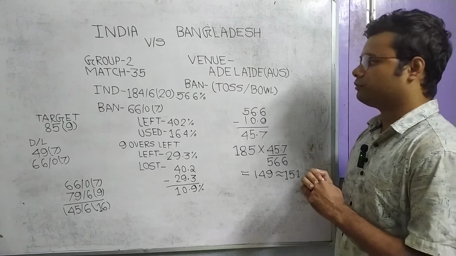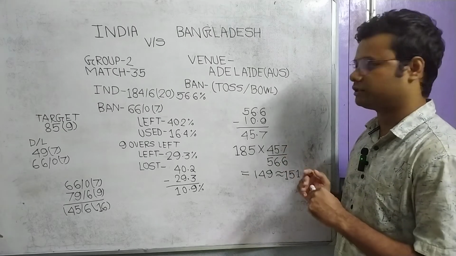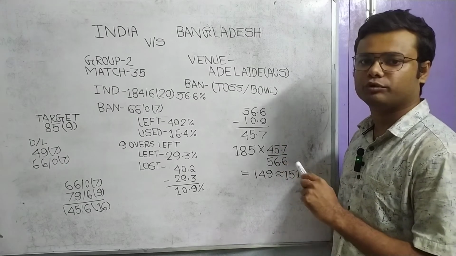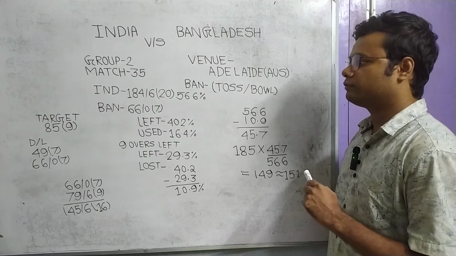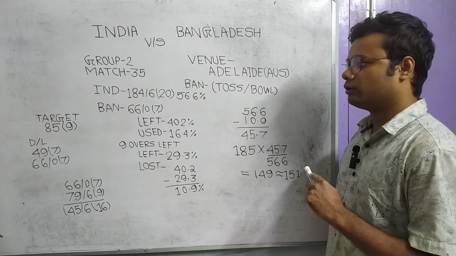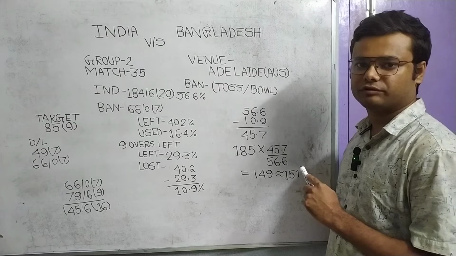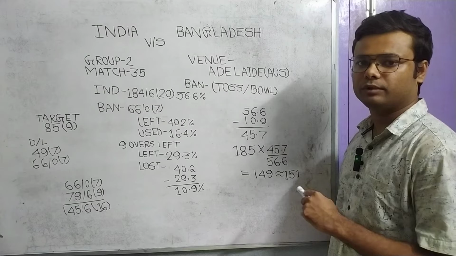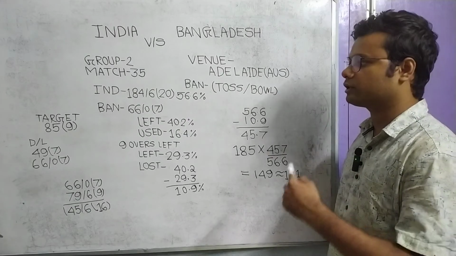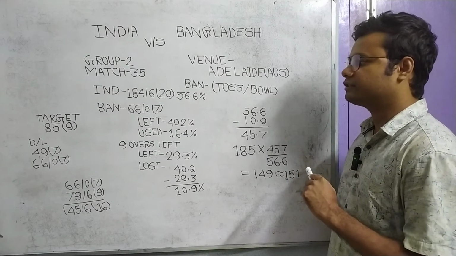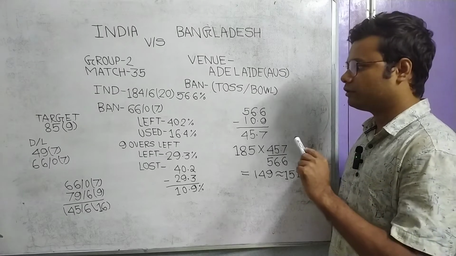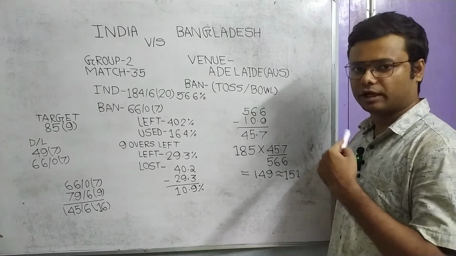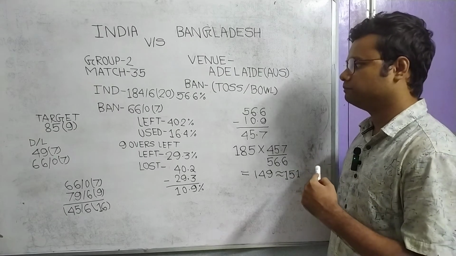The venue was Adelaide, where Bangladesh won the toss and elected to field first, and India put up a total of 184 for 6 in 20 overs. On his way to an unbeaten 64 off 44, Virat Kohli contributed the most for us. While chasing this total, Bangladesh were at 66 for no loss after 7 overs. Then rain came and interrupted the match for a period of time.